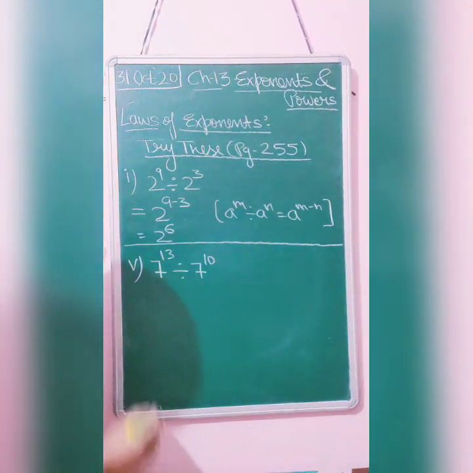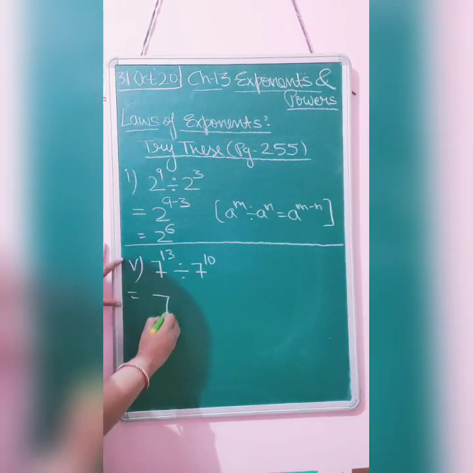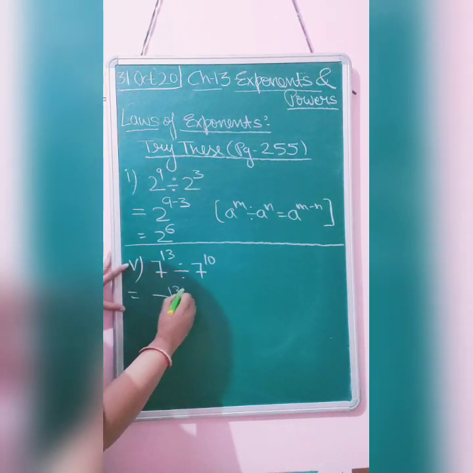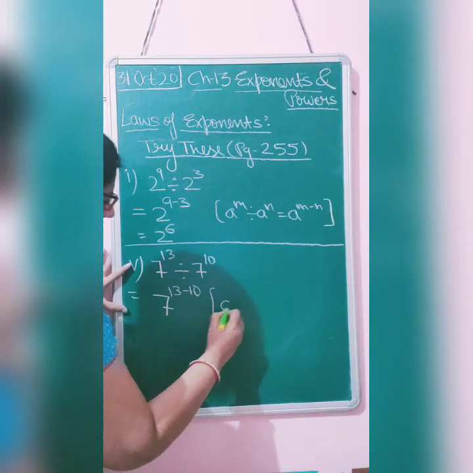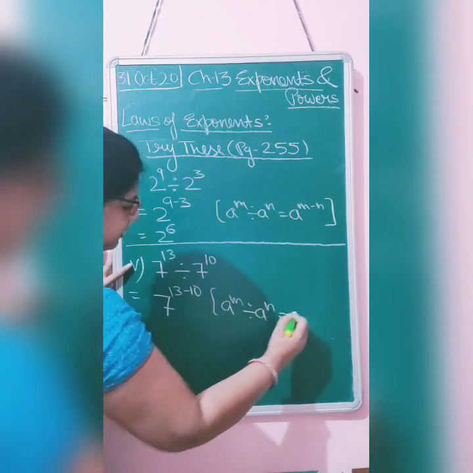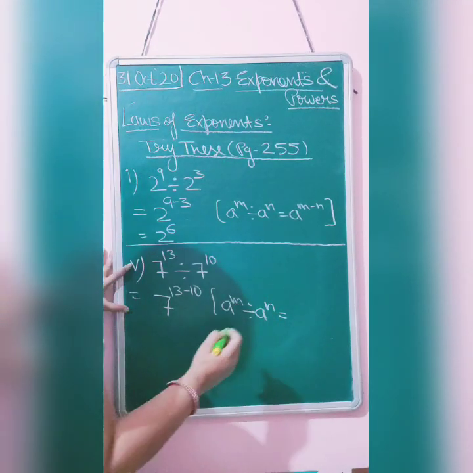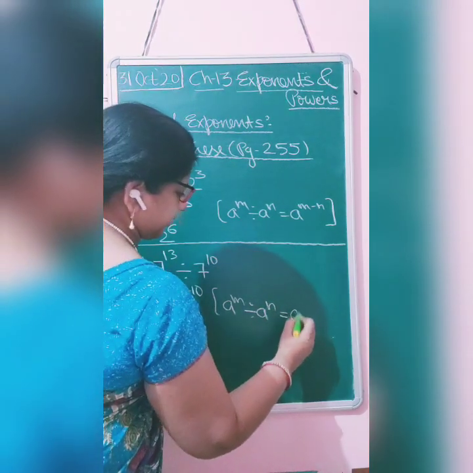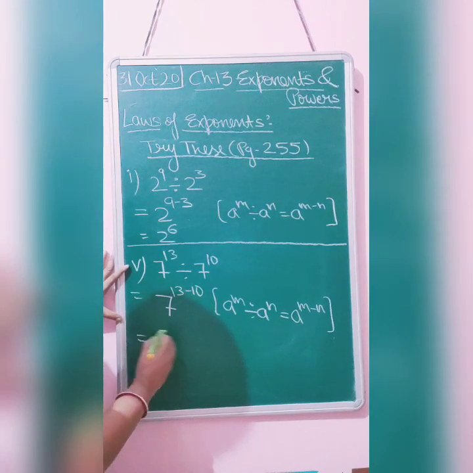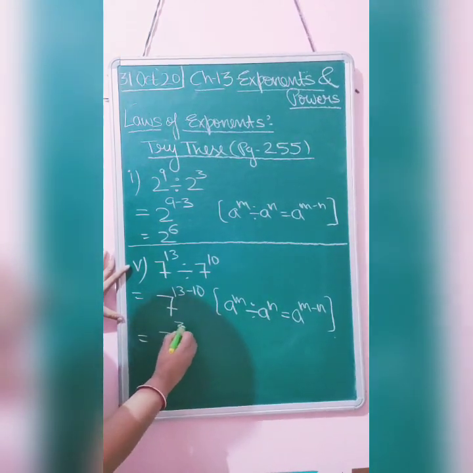Now moving to fifth part. Same question. Bases are same, powers are different and we are dividing. So power should be subtracted. So again we will write the law: a raised to the power m divided by a raised to the power n equals a raised to the power m minus n. So what is the answer? This is 3.